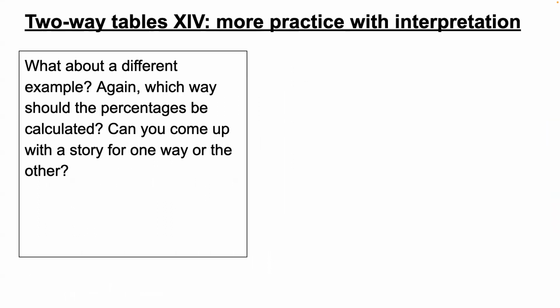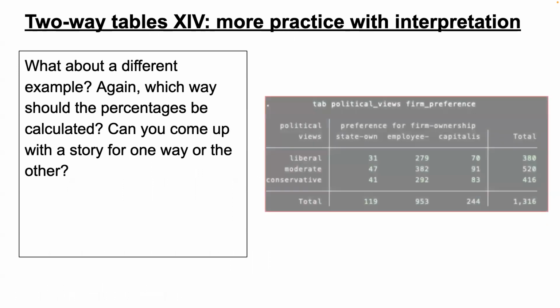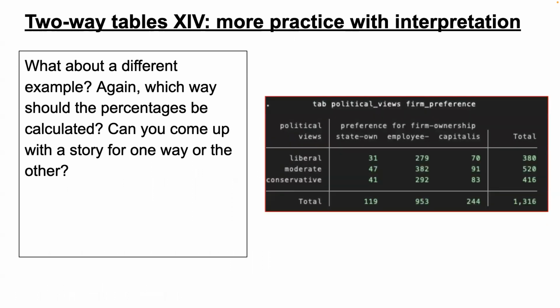So let's look at another example, since we've looked at that one quite a bit. We're going to do this by hand first. We've got political views here. This is also GSS data and firm preference. The GSS asks a really interesting question. What kind of firm, and for non-econ people, that's a business, would you like to work for?